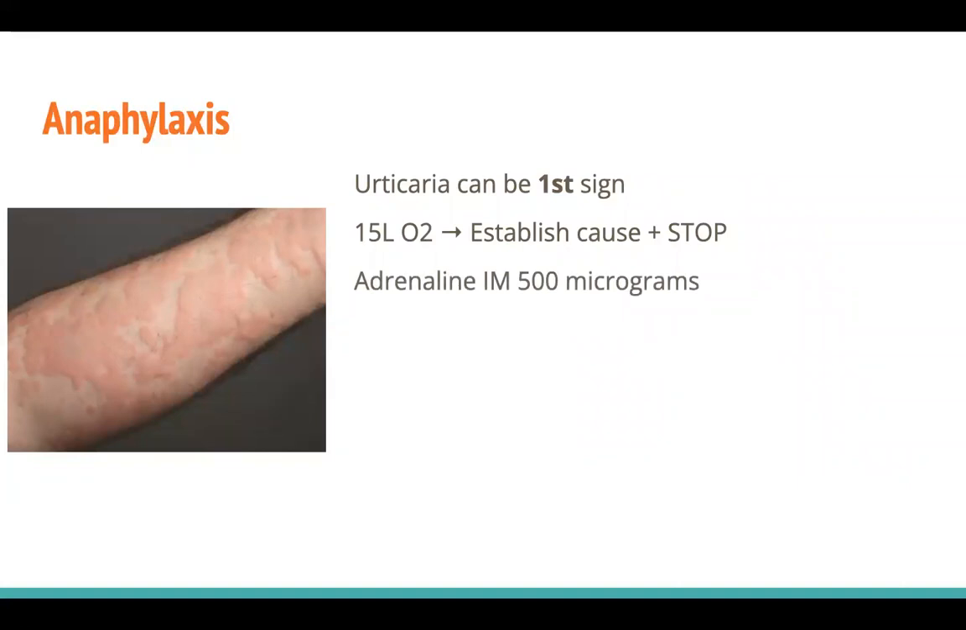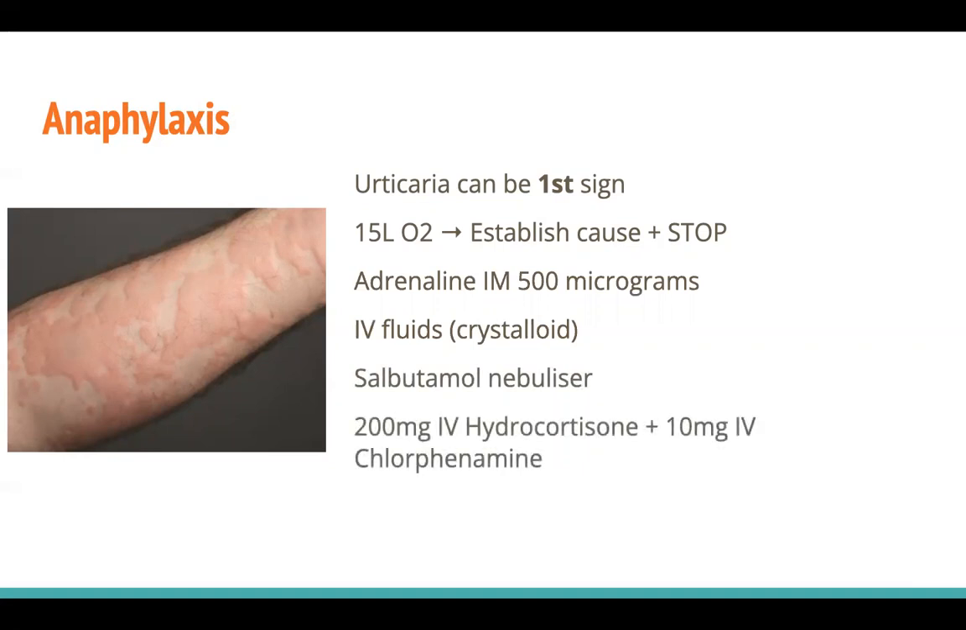The patient needs adrenaline, IM 500 micrograms, and some IV fluids to keep their blood pressure up. At this point, it's important to use crystalloids rather than colloids because patients can develop allergies to colloids. Salbutamol nebulizers may be appropriate at this point, but IV steroids and IV antihistamines are the mainstay. Particularly if you think the patient's reaction is mild, you might start off with IV steroids and IV antihistamines.